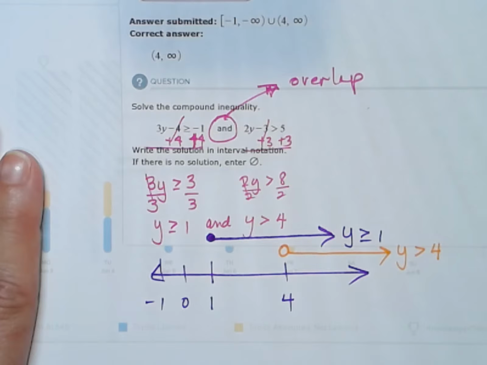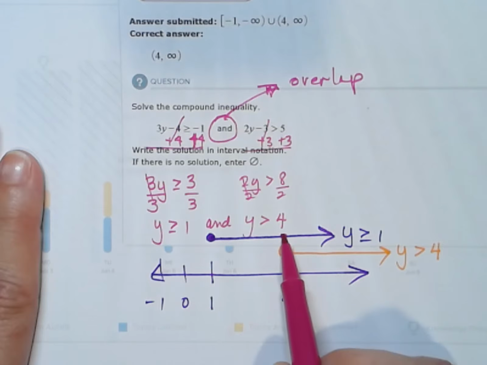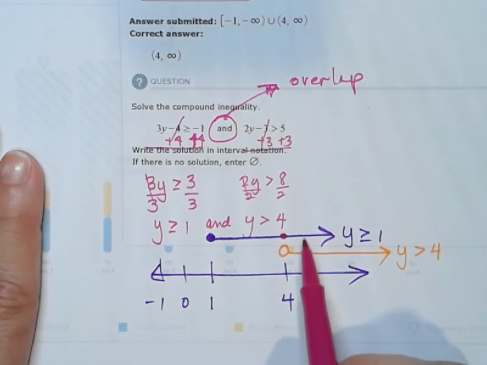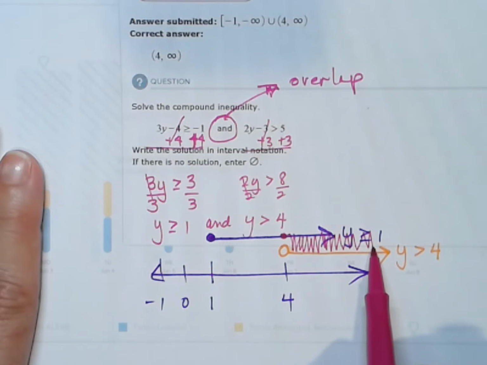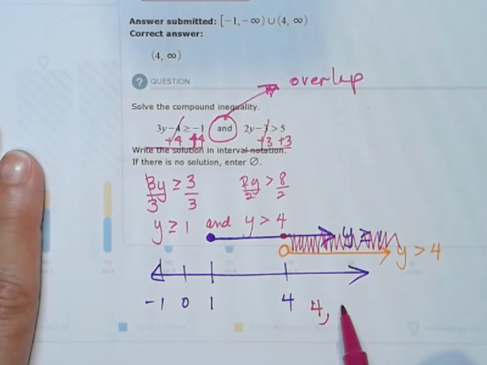And so the next question is, what do they have in common? Where do they overlap? So right here, if you're looking at what they have in common, they don't have a 4 in common because 4 is not included here. 4 is included right there, but not right here. So in my final answer, I can't have a 4 because remember, what they have in common is just where they overlap. And where they overlap, it's going to start off at the 4, but it's going to go all the way out to infinity.